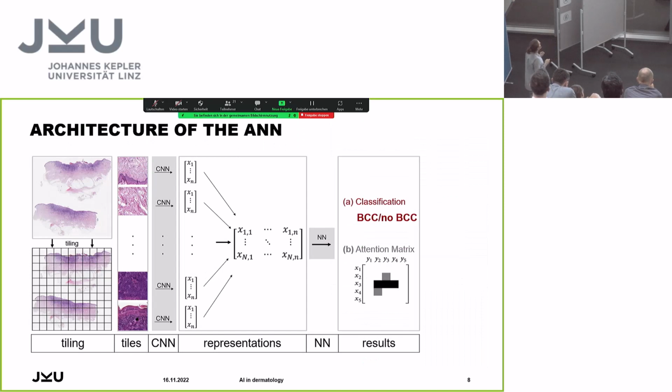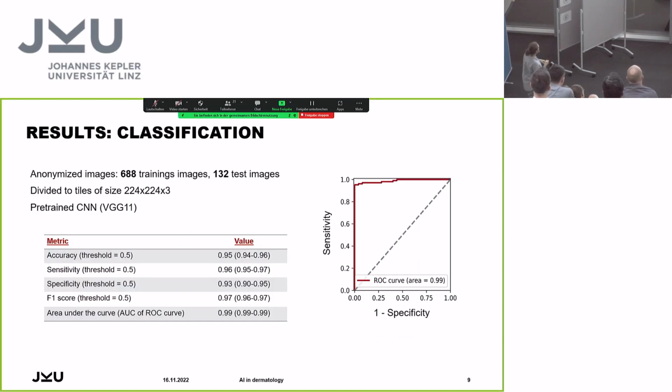So that's the architecture of our neural network. We had to tile the whole slide images because it's not possible to process the whole image at once with the neural network. That's the architecture. And then we get out of it a classification whether there is a BCC or not. And also on top of that, a so-called attention matrix, which gives us back the most important parts or tiles of the image that were used by the neural network for the classification.